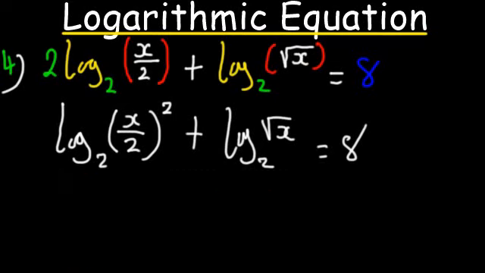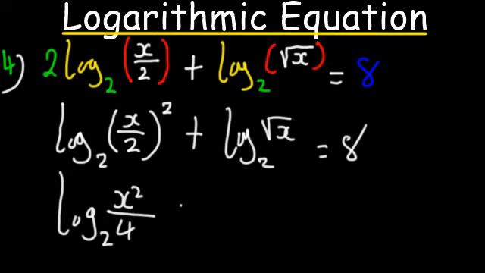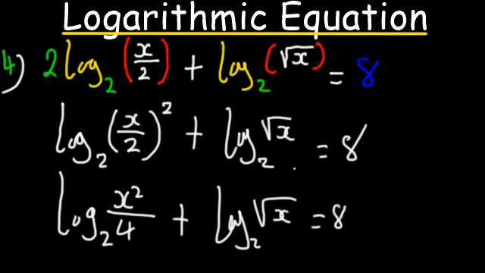Now the next thing we want to do at this point is to expand everything we have over here, and to do that all we need to do is to distribute the 2 for each and every value we have inside the parentheses. So this is simply equals to log of a base of 2 x squared, all divided by 2 squared is simply 4, then plus log of a base of 2 to square root of x to be equals to 8.